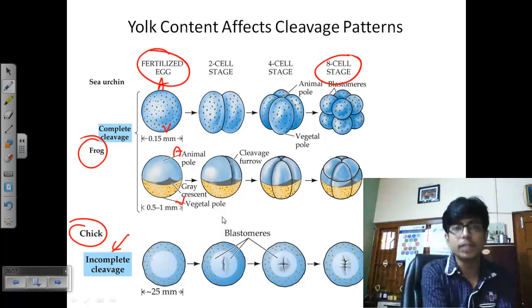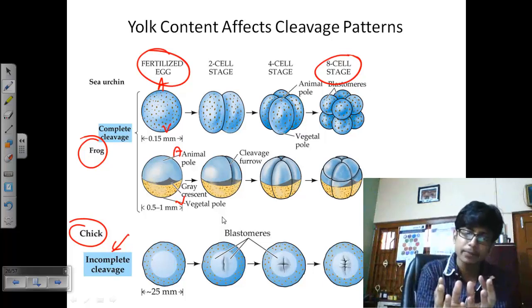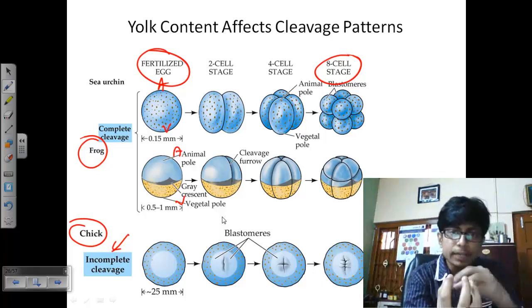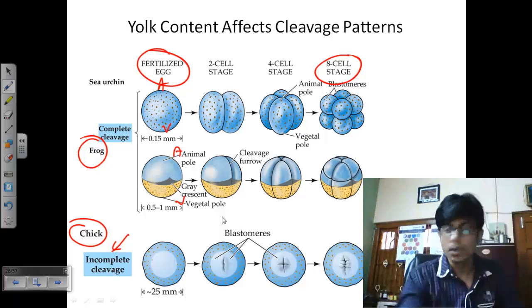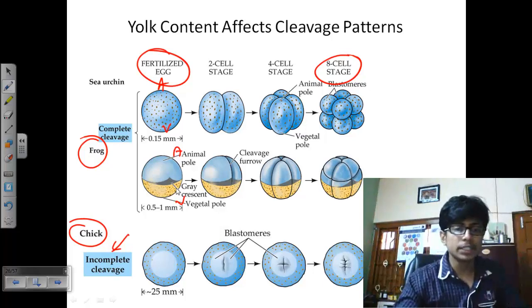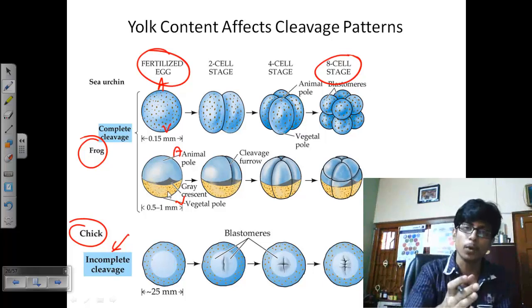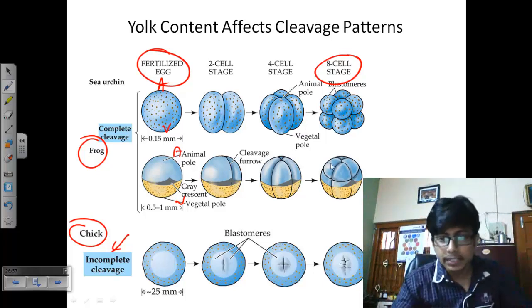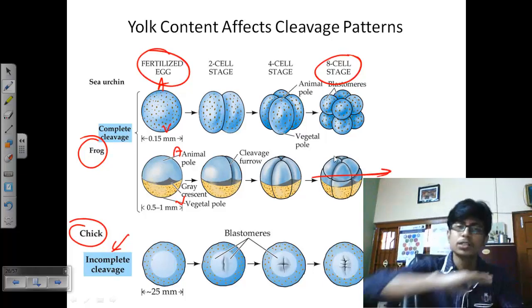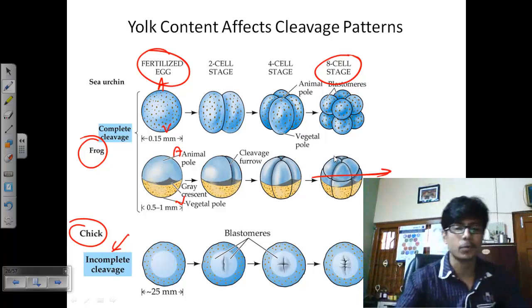So they will not cleave the yolk. So yolk will remain like that. So wherever the yolk is present, cleavage will begin from the opposite side. For example, in case of frog, the yolk is present in the vegetal pole. So the cleavage starts from the animal pole, right? Again, see, 3 cleavages from this, and then again the 4th one, the horizontal cleavage also works in the animal pole, not in the vegetal pole.